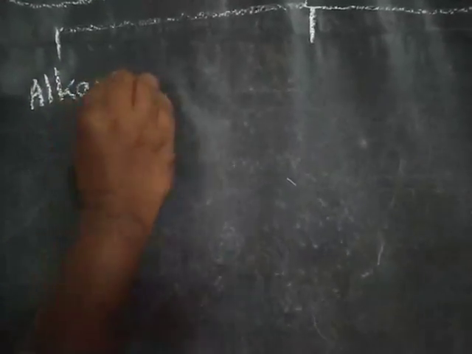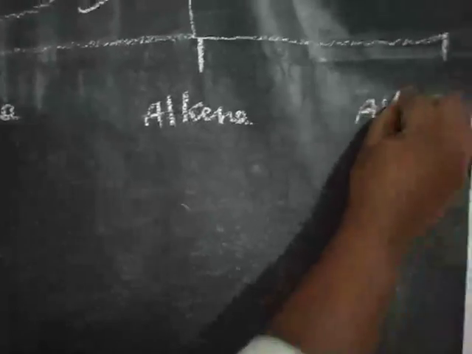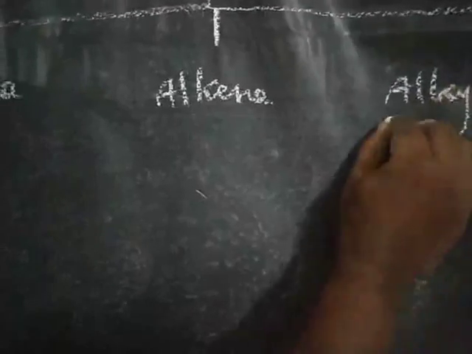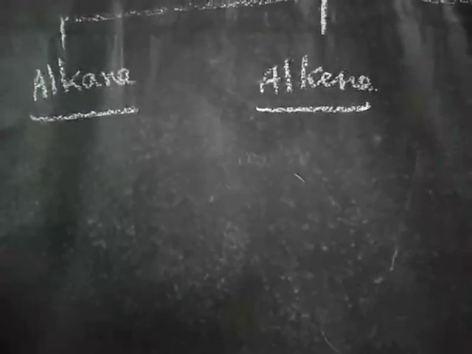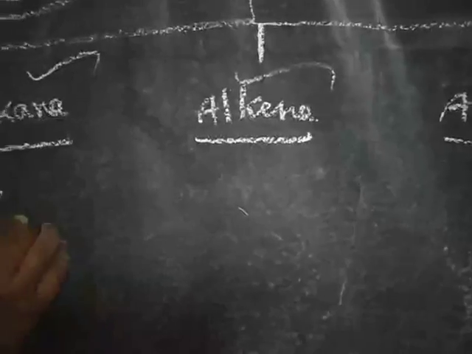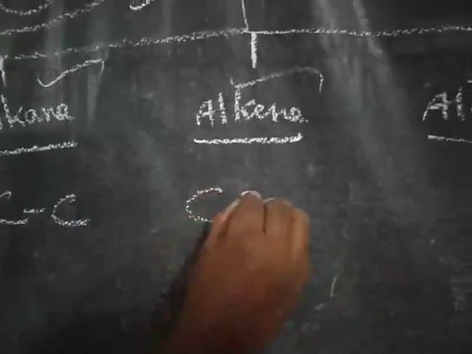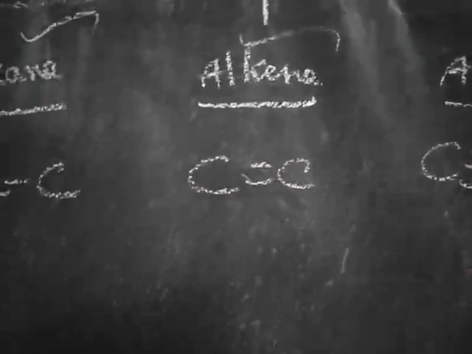The hydrocarbon can be classified into three types based on the bond formation, that is, based on the carbon-carbon atoms linkage: alkane, alkene, alkyne. Alkane means what? Carbon-carbon single bond. Alkene, carbon-carbon double bond. Alkyne, carbon-carbon triple bond.